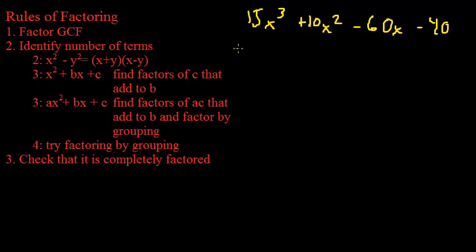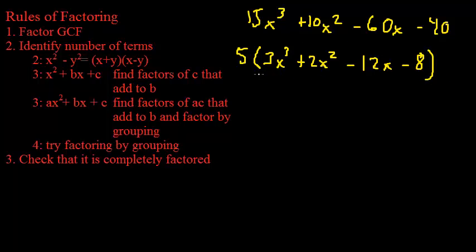So I will pull out that common factor of 5, which leaves me with 3x cubed plus 2x squared minus 12x minus 8. Now I have 4 terms, so the only thing I can do with 4 terms is try to factor by grouping. So I will group my first 2 terms and my last 2 terms, remembering to put that little plus sign there. And then I look for greatest common factors, always keeping my 5 out front.